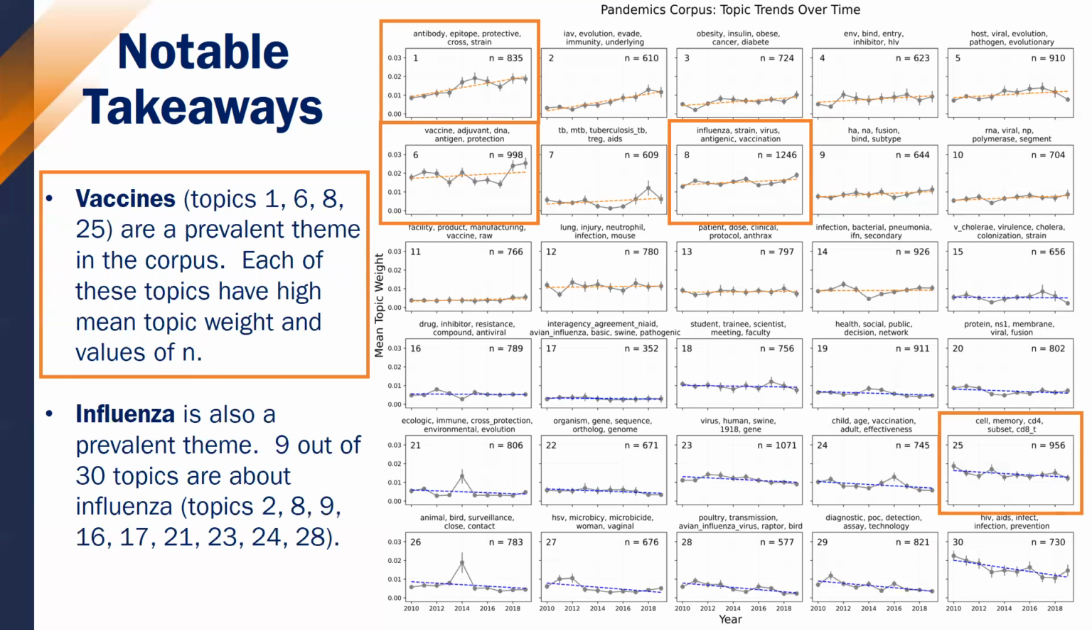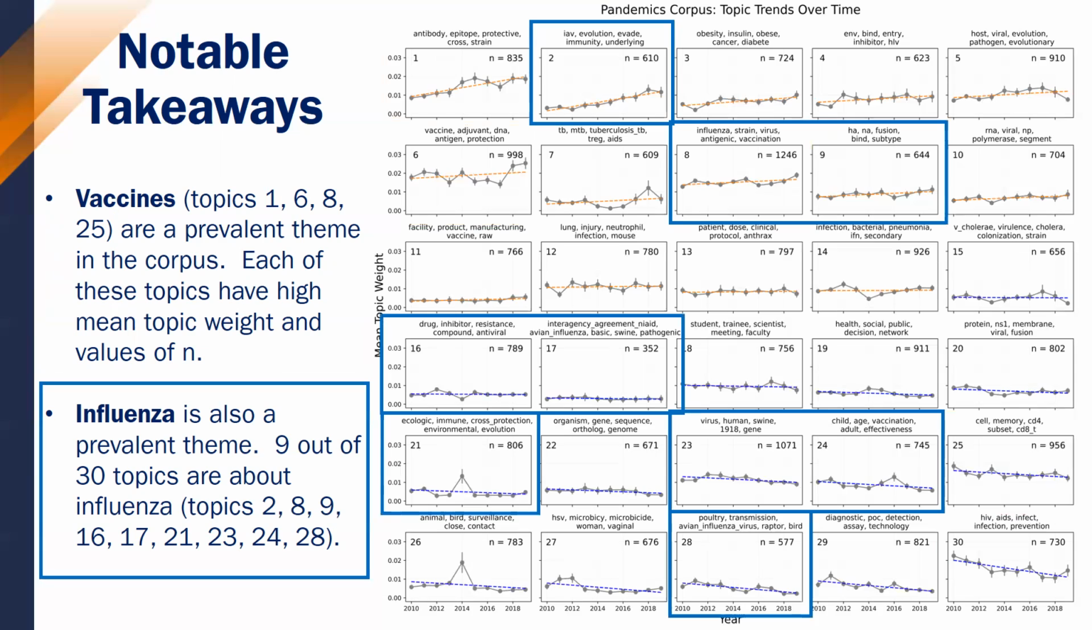Other notable takeaways here, coming back to both influenza and vaccination. We see vaccines here, and I've highlighted 4 topics about vaccines, are also really prevalent themes in the corpus. Each of these highlighted topics have a high mean topic weight and high values of N.